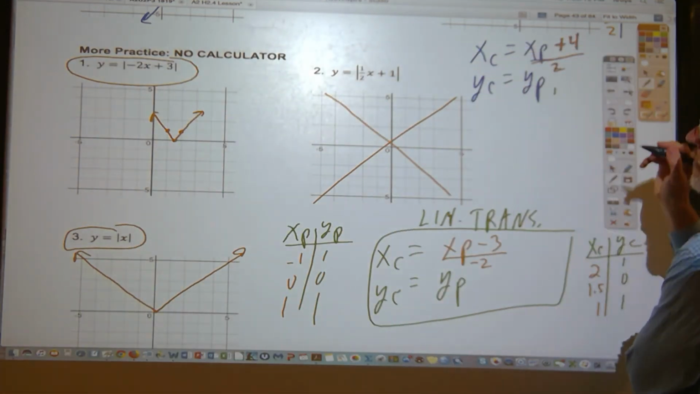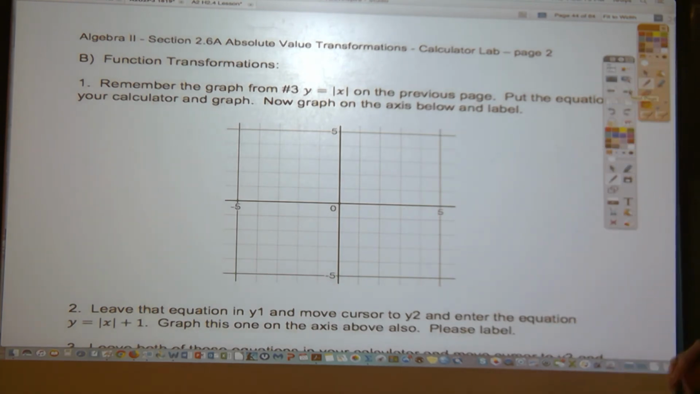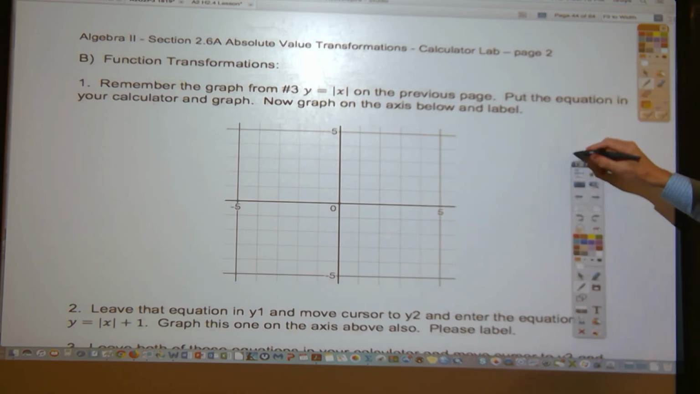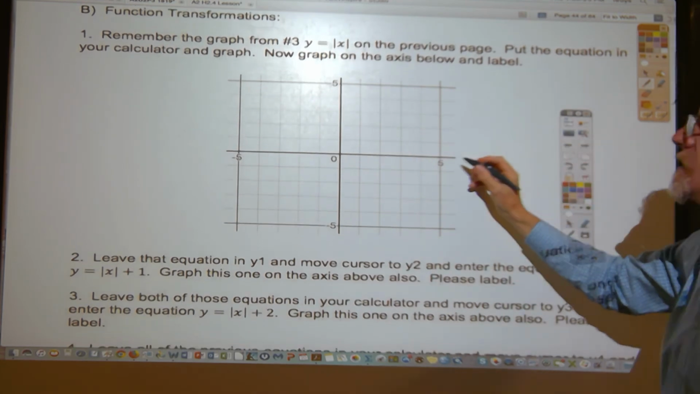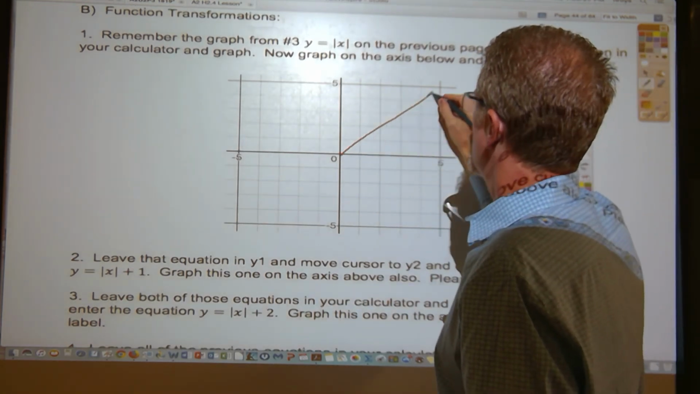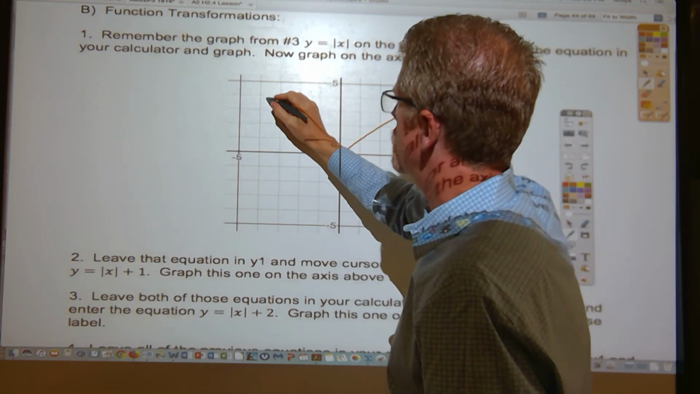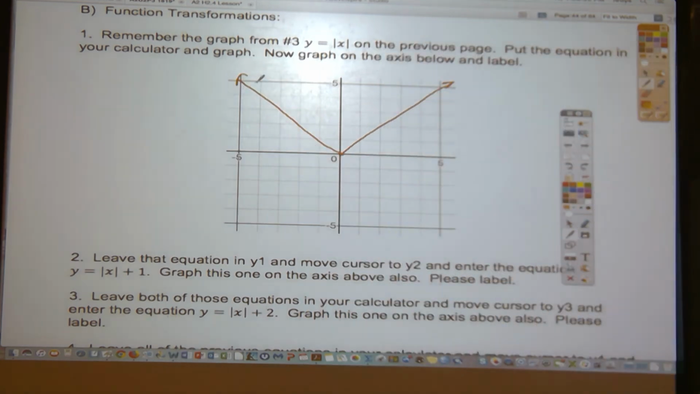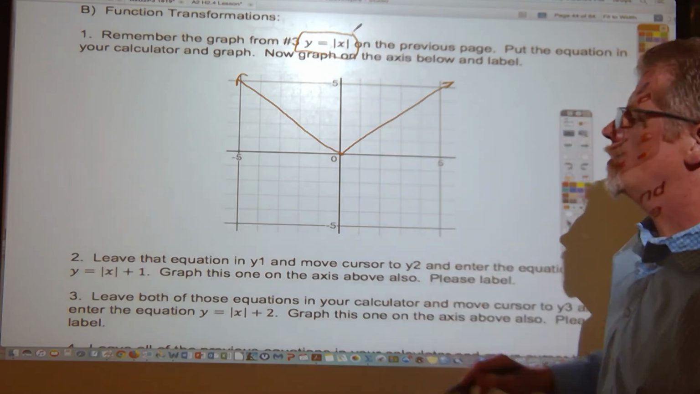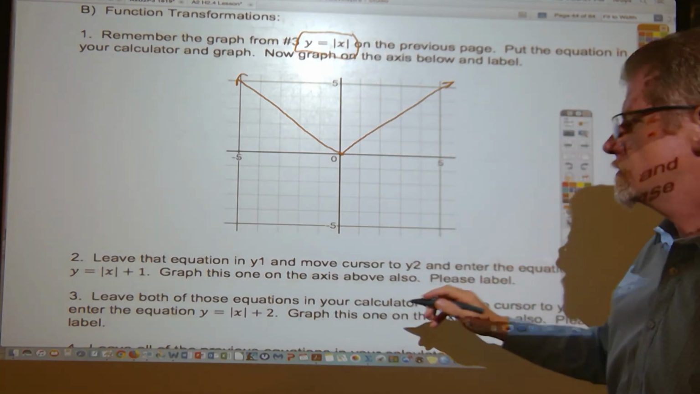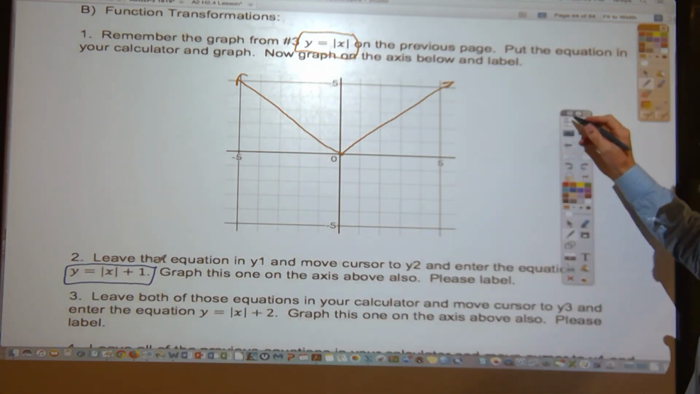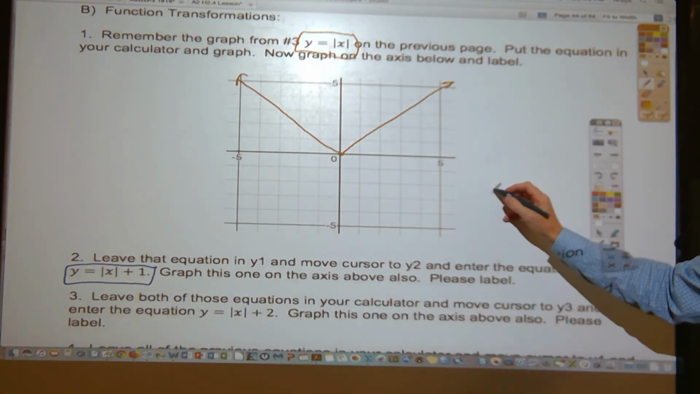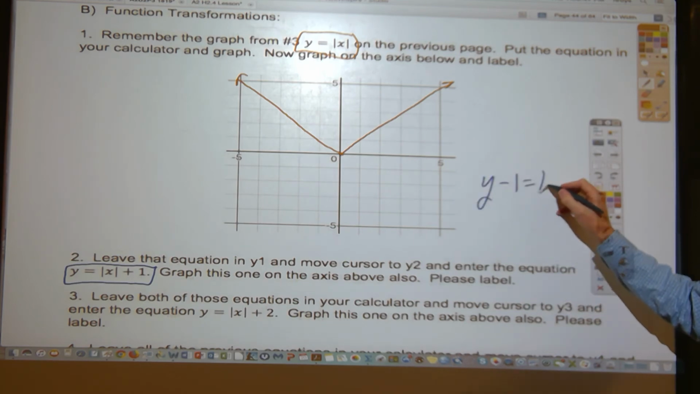And when we go to the next page, it says, remember that from graph number 3, y equals absolute value of x on the previous page. Put the equation in your calculator and graph. What you can do, if you'd like, we did these in class, where the absolute value of x is the parent graph that looks like this. And so that'll be what I have as orange. Now we're going to think about what would happen if you typed this one into your calculator, absolute value of x plus 1.